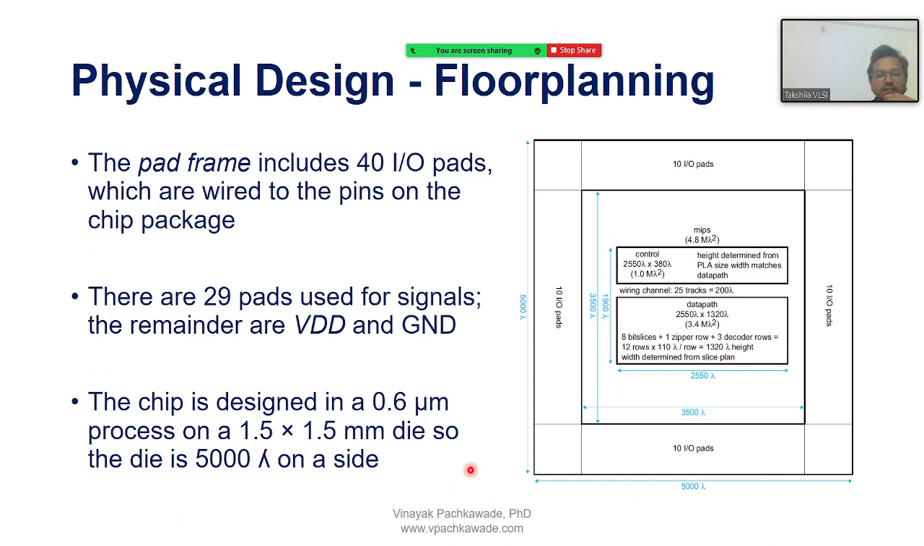Again, you can refer to this sentence. The technology is 0.6 micron and the total die size now is 5000 lambda on each side. How did that number come, 5000 lambda? The chip size is 1.5 millimeter by 1.5 millimeter. In other words, 5000 lambda by 5000 lambda.